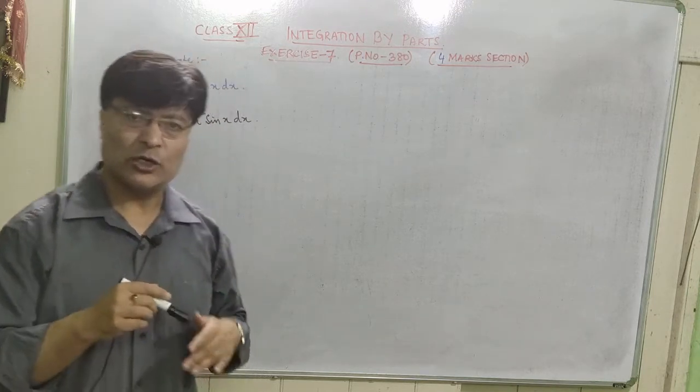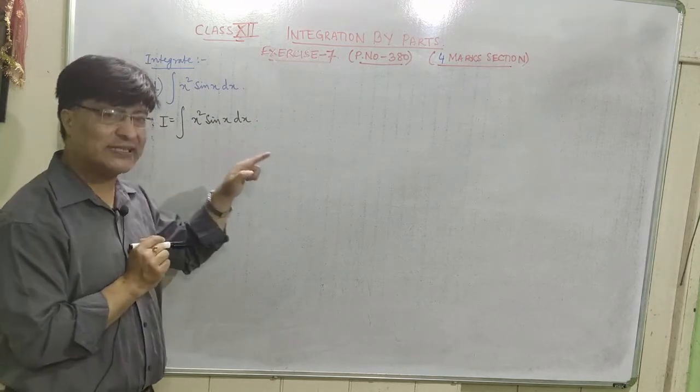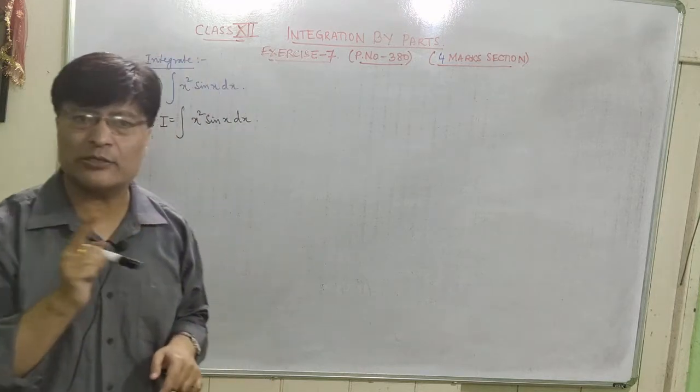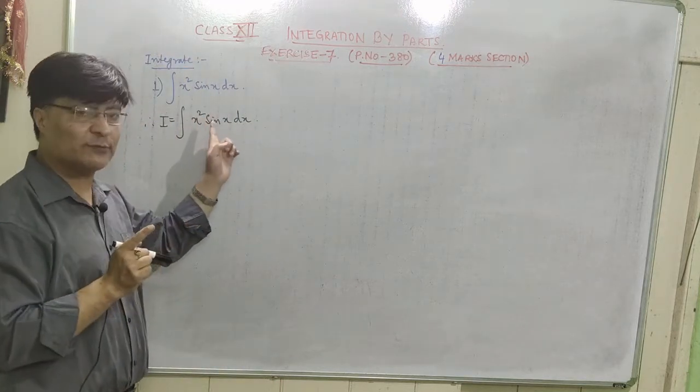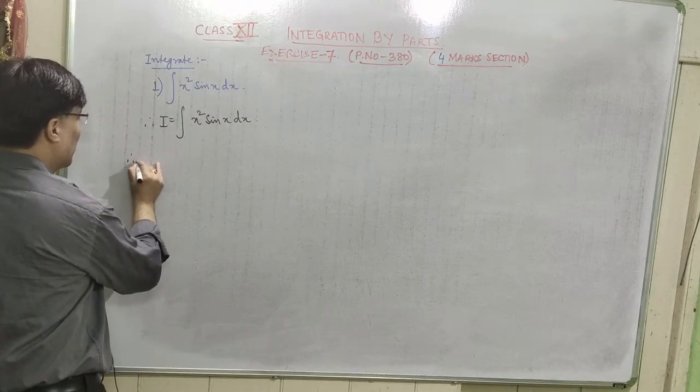You know that, isn't it? So you can compare it with the word LIATE or ILATE. Here x square is A and sin x is T. So A comes first in the word LIATE or ILATE. So x square is the first function and sin x is the second function. So let us use by parts here.